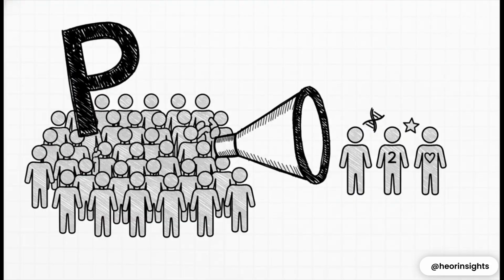For the P, which is population, granularity is key. It's just not enough to say cancer. You have to specify the subtype, any genetic markers, and crucially, the line of therapy. A mismatch between the trial population and the intended reimbursement population, especially on the line of therapy, is a very common reason for HTA rejection.